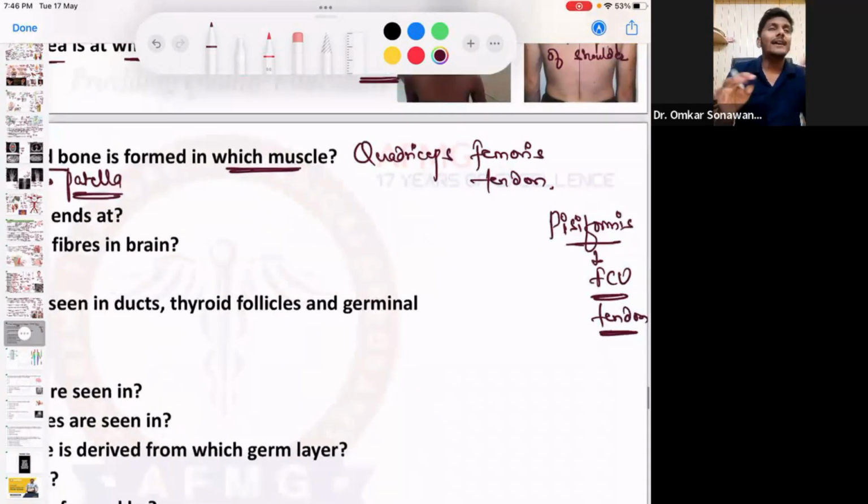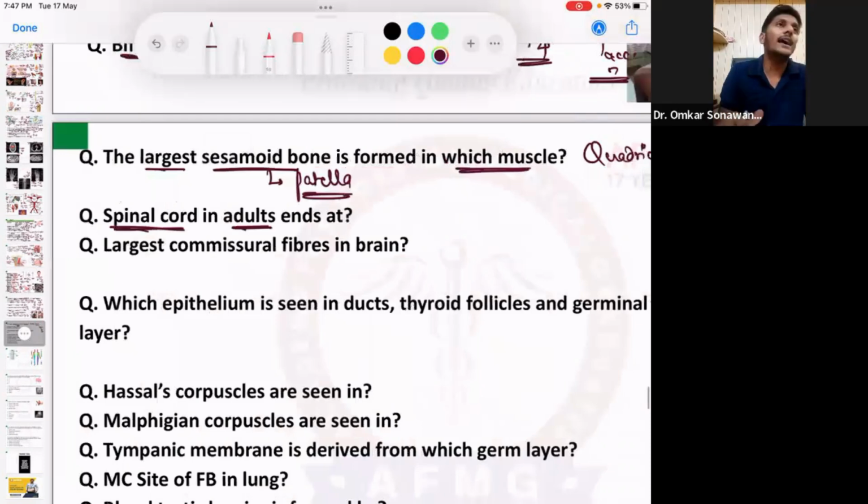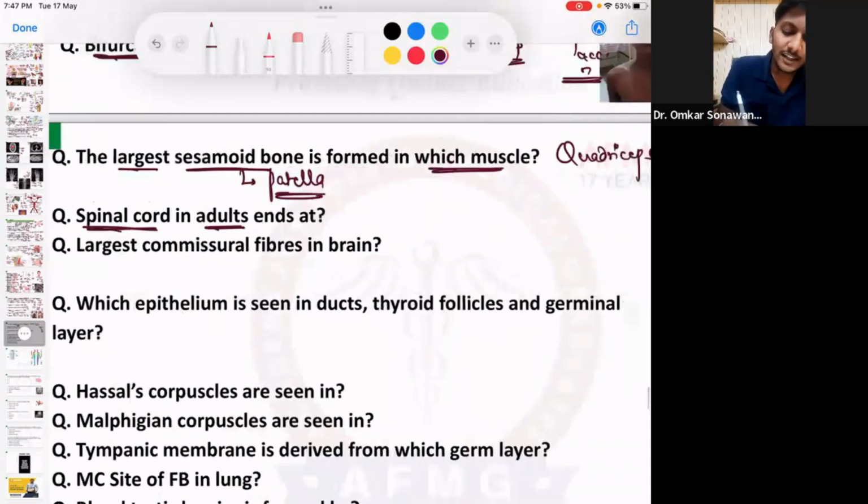And flabella is also a sesamoid bone which may or may not be present. It is usually formed in the tendon of the gastrocnemius. Spinal cord in adults ends at which border of L1? The lower border of L1. Spinal cord in adults ends at the lower border of the L1 vertebra.